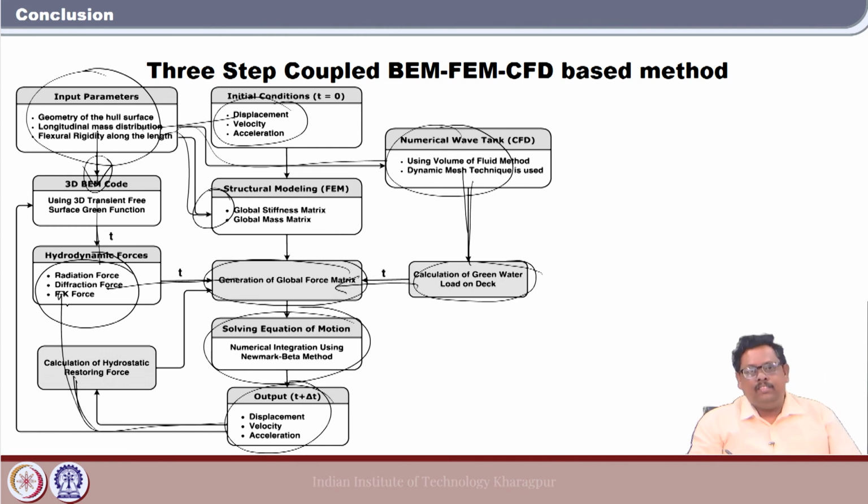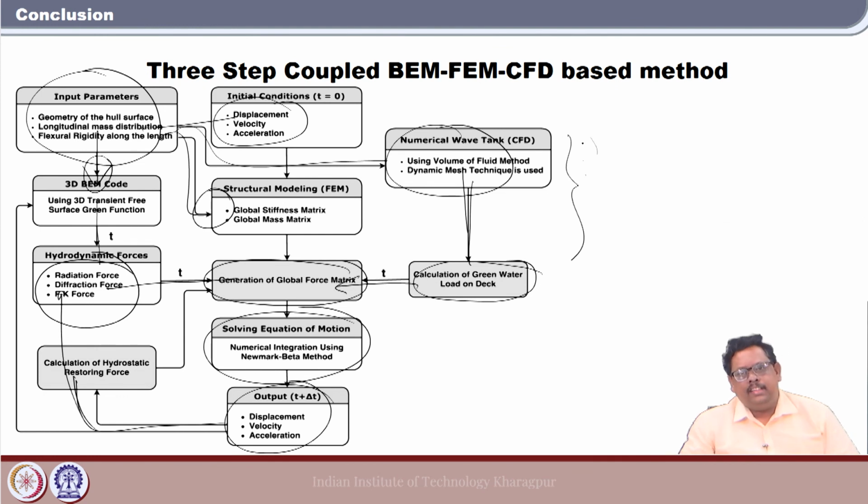But here it is a 3-step method. In this whole exercise we are assuming the body is rigid and we are calculating the green water load. Here we are not coupling it, that is why I call it the 3-step method. That means initially you give some rigid body motion to the solver and you calculate the slamming load separately, and then that slamming load you incorporate into the finite element solver.